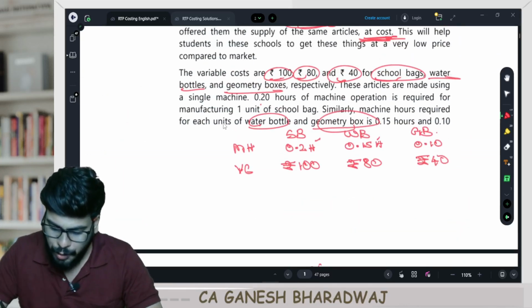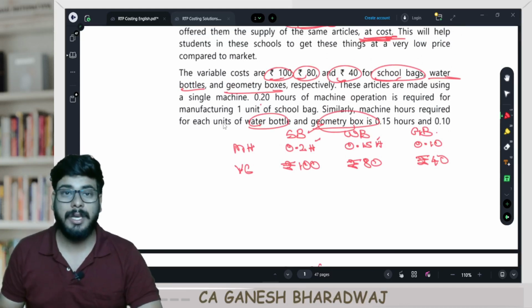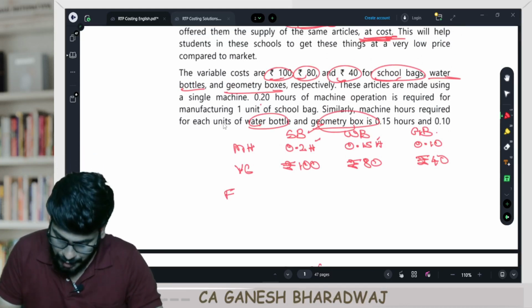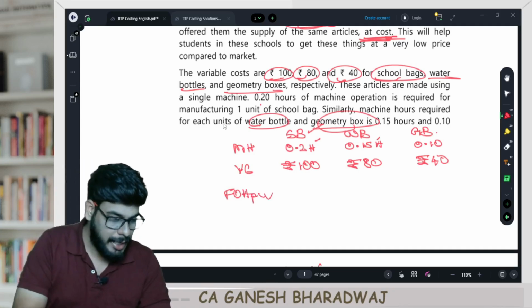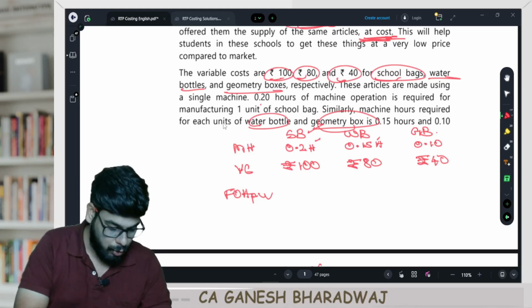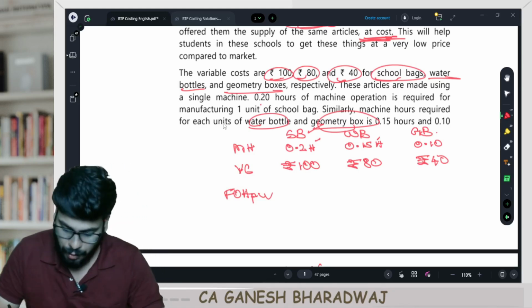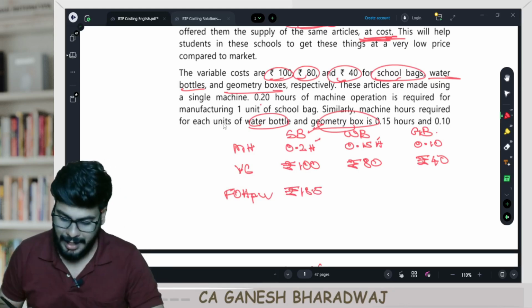However, 1 unit of school bag requires only 0.2 hours, correct? So what will be the fixed overhead cost per unit of school bag? It is going to be 92.5 into 0.2. How much is that? That is going to be rupees 18.5. Clear with this? It's going to be rupees 18.5.